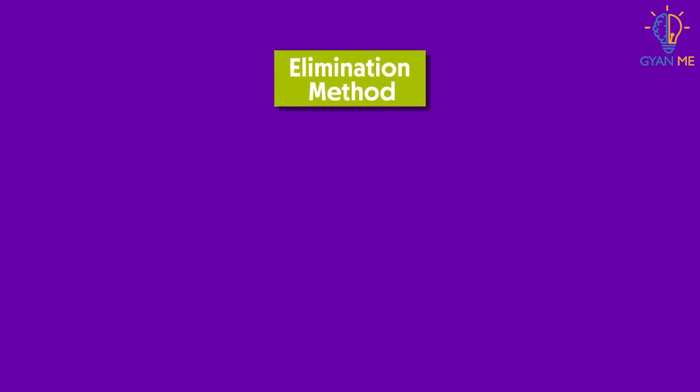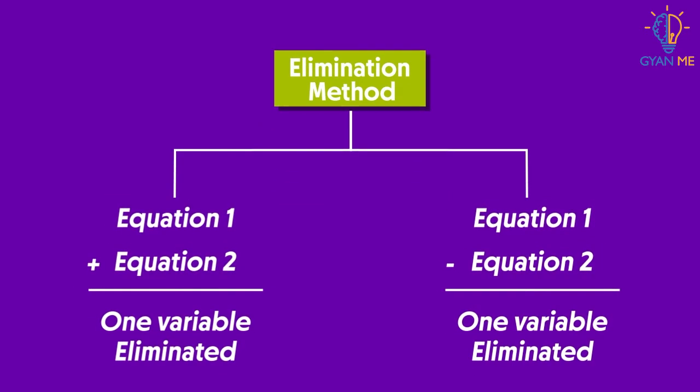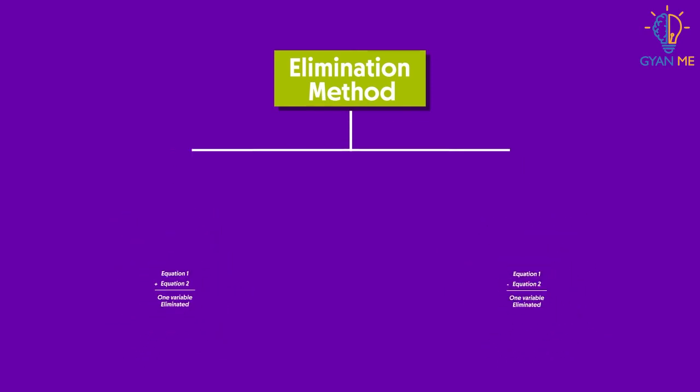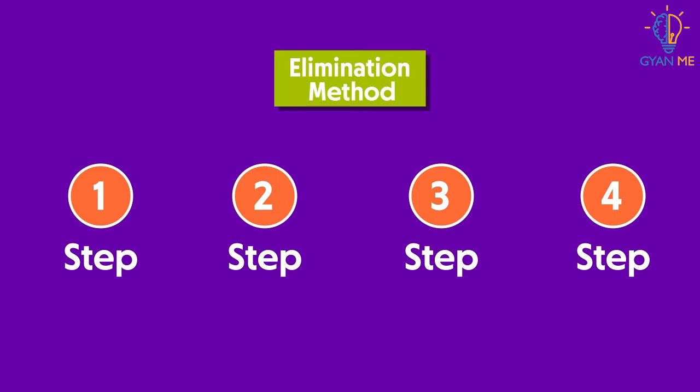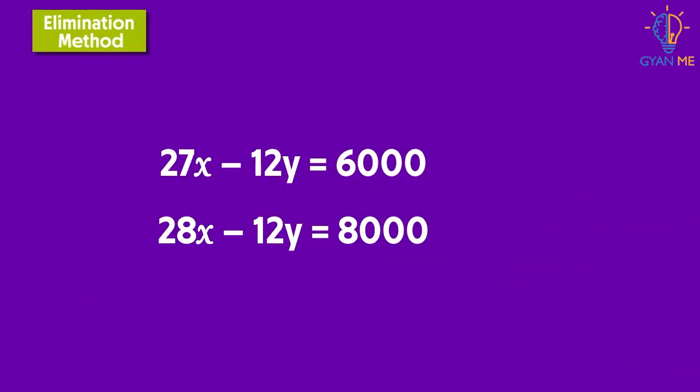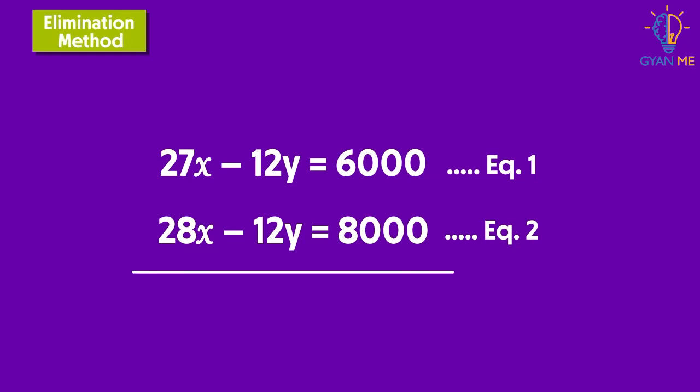In this method, one of the variables is eliminated by adding or subtracting the equations. Let's learn about the elimination method by solving problems step by step. For this, let's take two equations. Equation 1: 27x minus 12y is equal to 6000. Equation 2: 28x minus 12y is equal to 8000.